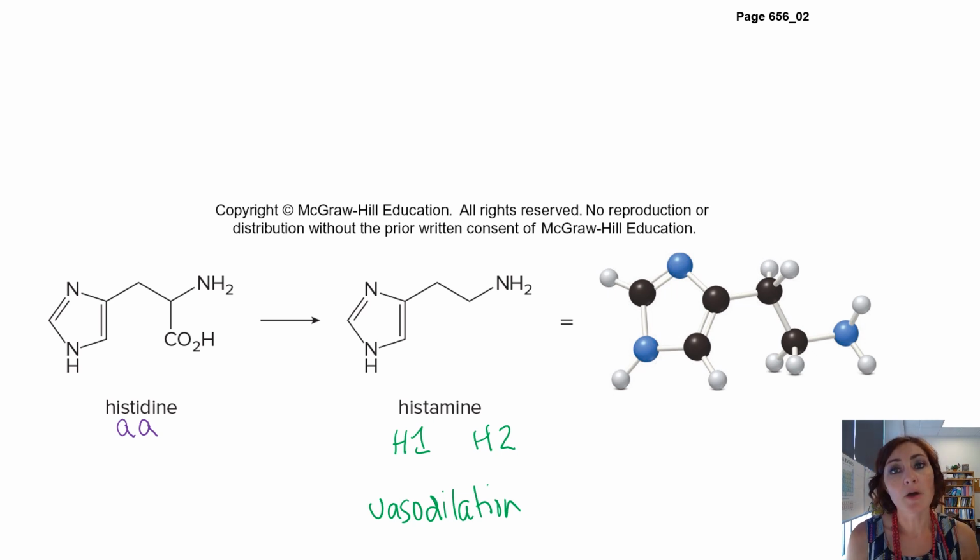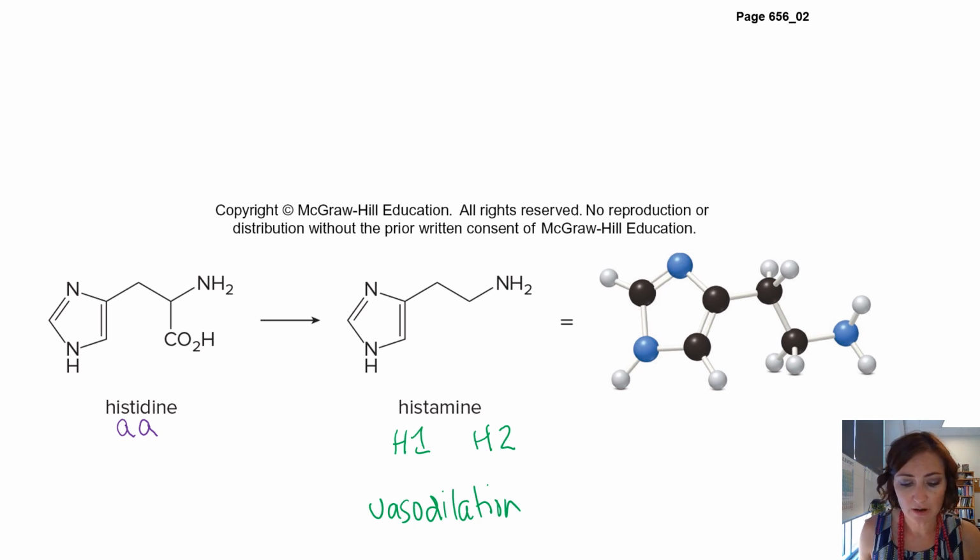Other symptoms you're going to get when there is histamine binding to H1 and H2 receptors, you're going to see runny nose, watery eyes, overall redness. Remember that redness is a result of the vasodilation, that increase in blood flow. In your stomach, when you have histamine present, you're going to get an increase in acid secretion.